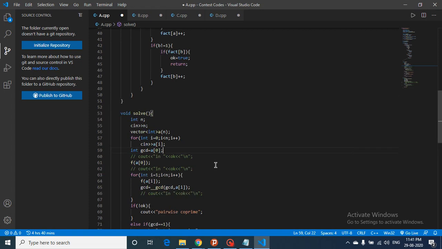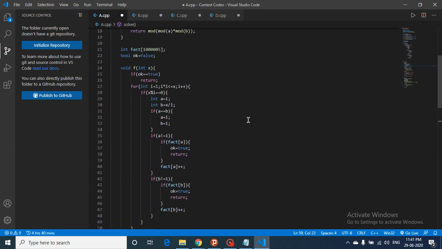Now I'll tell you how we are doing this. Finding out the factors. So f, take the input of x. I have written down this, I will tell you why I have written down this. This is OK, which is initially false.